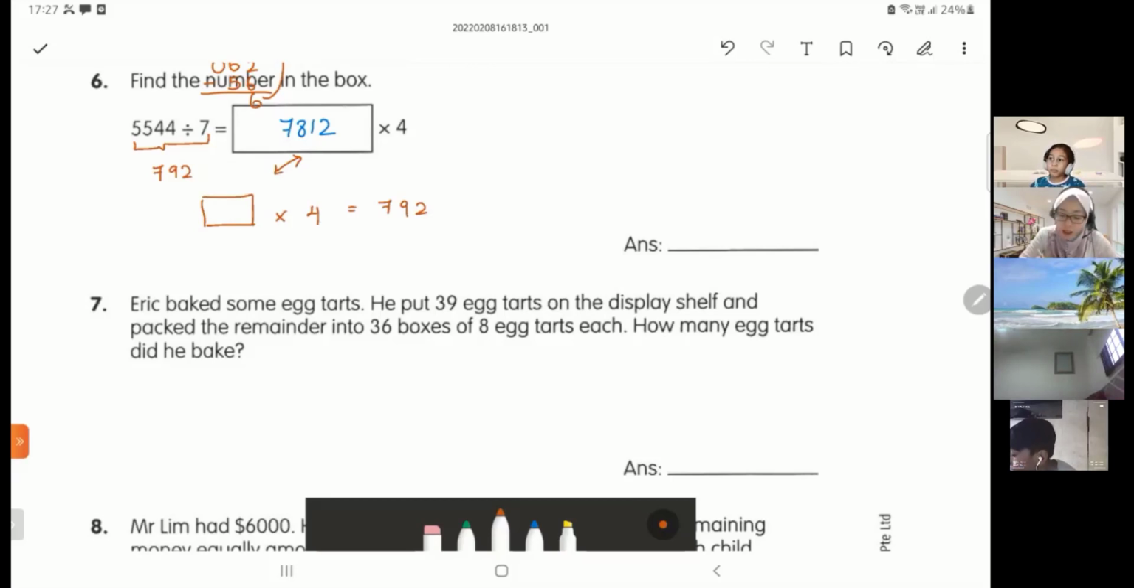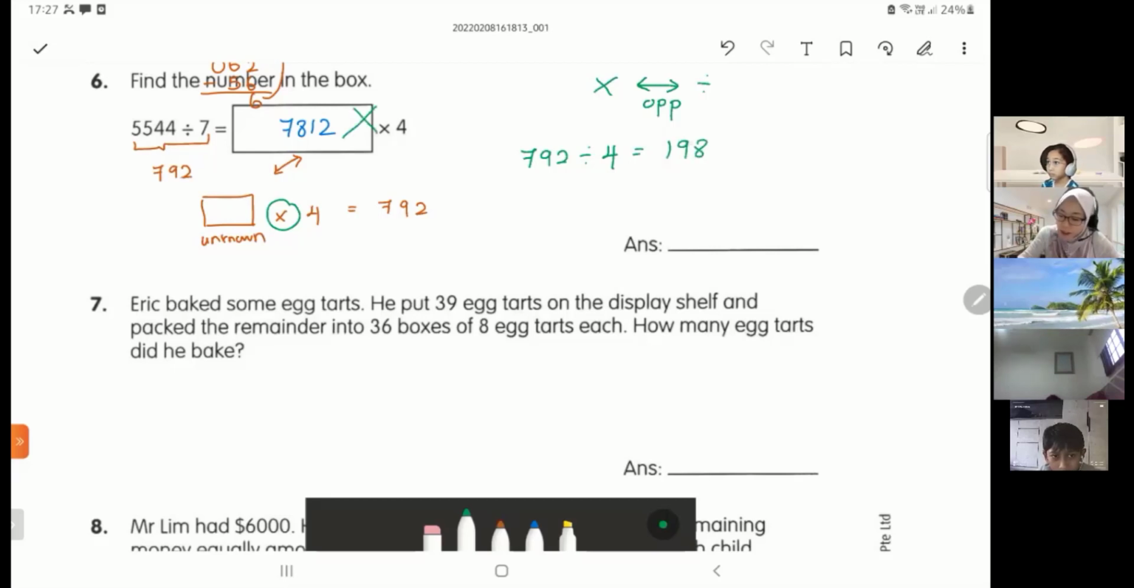How do I get that? So when you want to find the unknown here, the box is unknown, right? This is my unknown. You will have to do the opposite. You have to do the opposite of what is given. They give you times. Opposite of times is divide. So 792 divided by 4, and this is how you get your answer, equals to 198. So this is not right. The answer is 198.